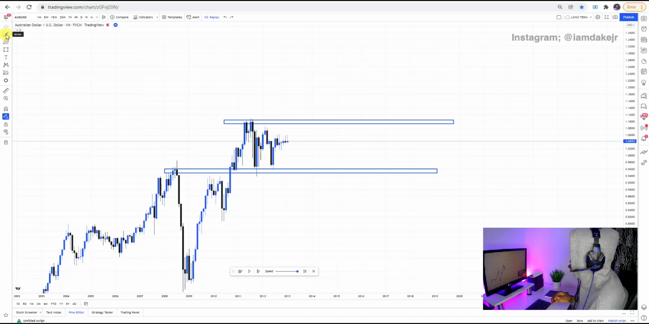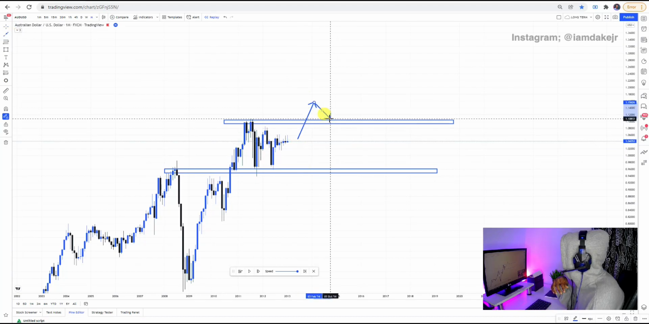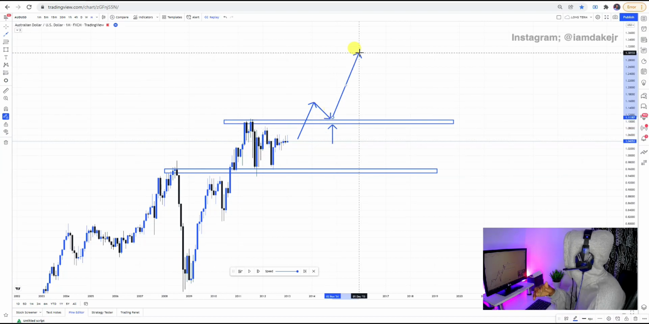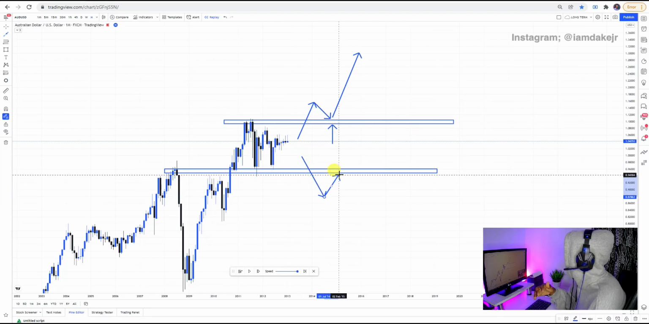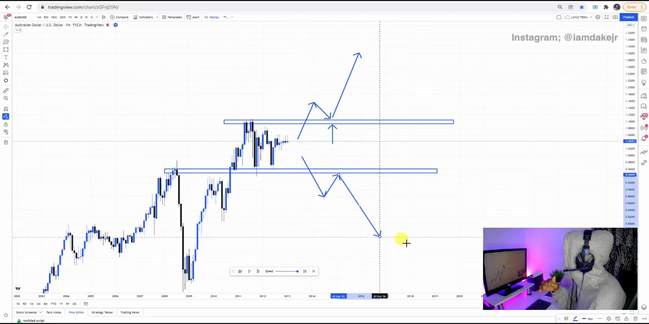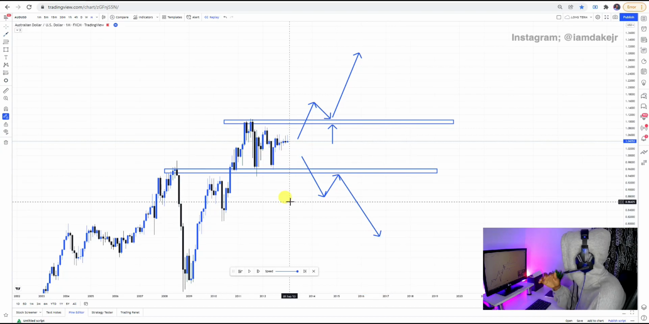What we're waiting out for is for price to either break above resistance, retest resistance, give us a confirmation candle at this level before pulling to the upside, or price breaks below support, retest support, give us a confirmation candle before pulling all the way to the downside. So this is what we're looking out for on the trend time frame.